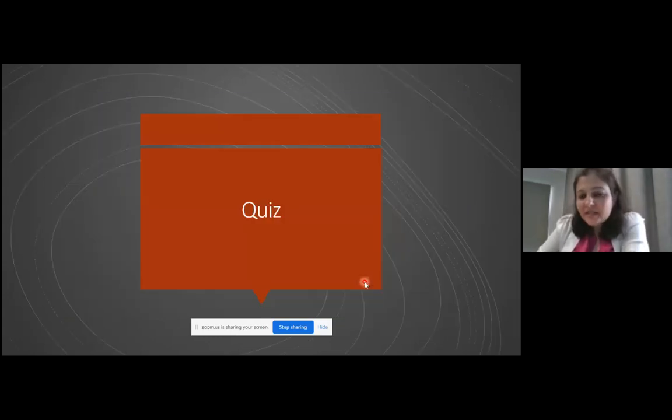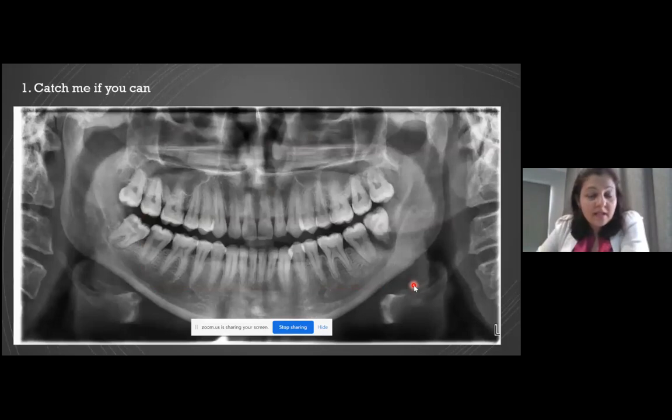Okay, so that brings me to the end of the presentation. I have just a few radiographs for you to check, and we can chat about it. Probably I should let you see the images first. Right, number one, I call it catch me if you can. There you're seeing that this is a panoramic radiograph. I don't want to tell you. I want you to write down in the chat box what you're trying to see. So I give you a few seconds to see this image.